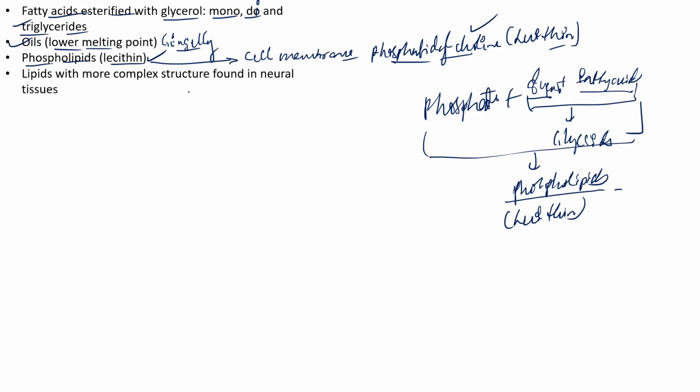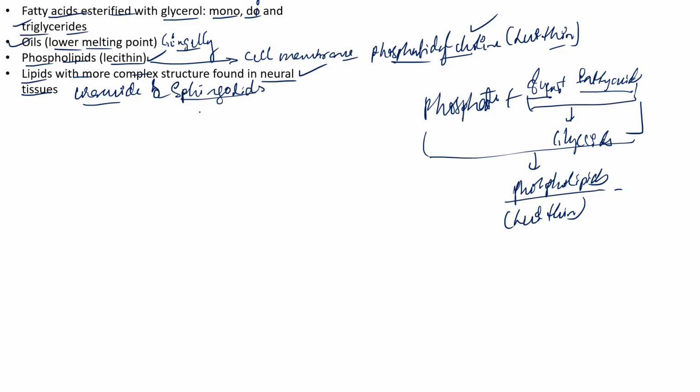In some cases, that is in the neural tissues, in the nervous system, you do find more complex lipids. The more complex structural lipids are found in neural tissues. For example, ceramide is an example of the sphingolipids. Ganglioside, cerebroganglioside, and so on. There are many examples, but generally sphingolipids are mainly found in the neural tissues, and sphingolipid is an example of the complex lipids.